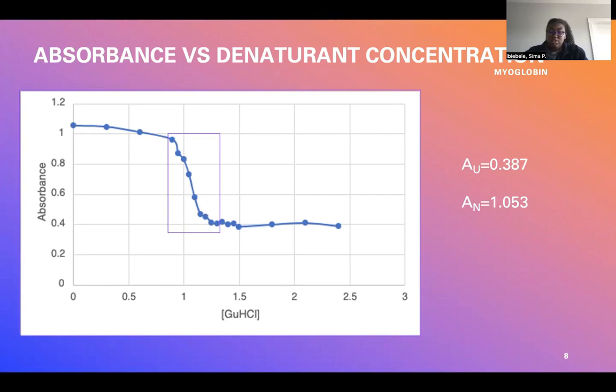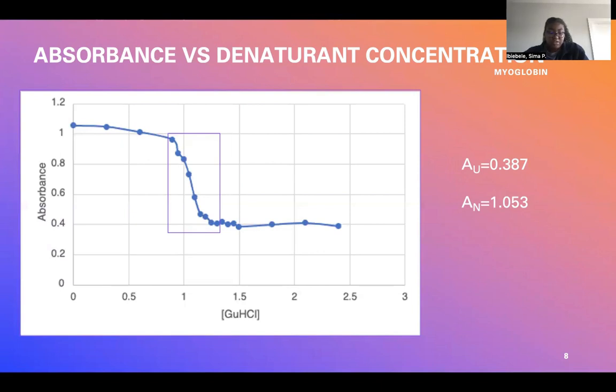The values on the side next to the graph of AU and AN were taken from the endpoints. AU is the absorbance in extreme excess of denaturant. For my AU value, I use the last mark on the plot. AN is the absorbance in complete absence of denaturant. I use the initial mark on the plot for this value.